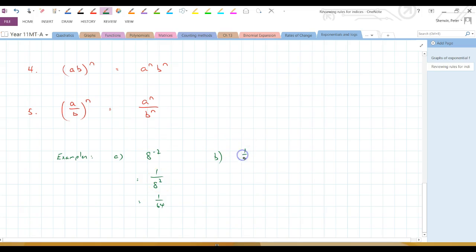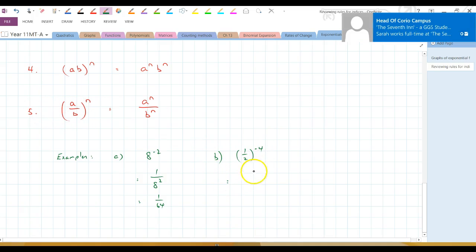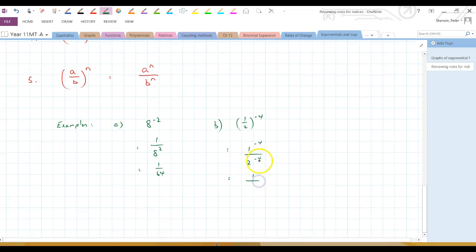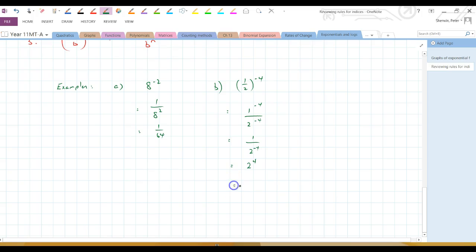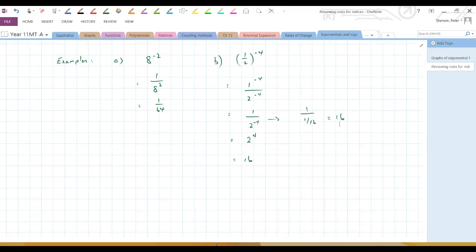Let's have a look at, say, a half to the power of minus 4. Now using rule 5 here, that's going to pull 1 out and put it to the minus 4. It's going to pull 2 out and put it to the minus 4. 1 to anything is 1. So that's 1 over 2 to the minus 4. Now, with a negative power, it becomes positive in the other part of the fraction, so that will just be equal to 16. Another way of looking at that would be 1 over 1/16. 1 divided by a 16th. How many 16ths in 1? Just 16 of them, whichever way you want to go.